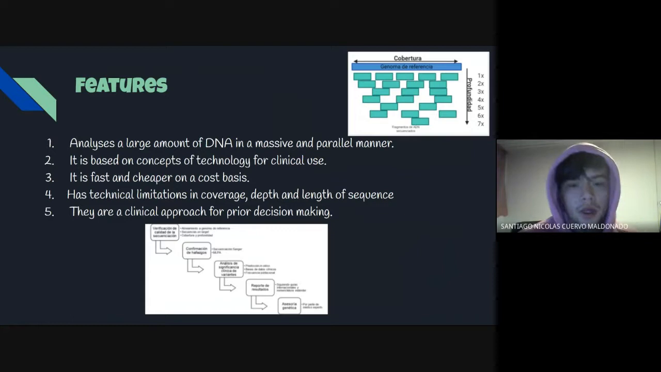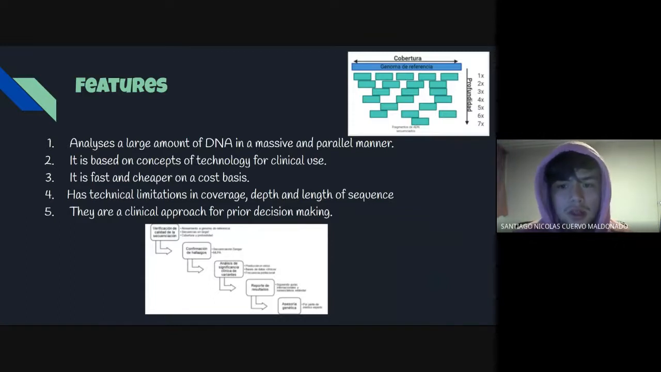Okay, features. NGS-based tests have revolutionized the study of the genome by allowing the reading of millions of DNA sequences in a massively parallel manner, in a shorter time and at a lower cost per base. These tests include gene panel sequencing, whole exome sequencing, and whole genome sequencing. Analysis of their results is complex and requires thorough bioinformatic and clinical processes for proper interpretation.